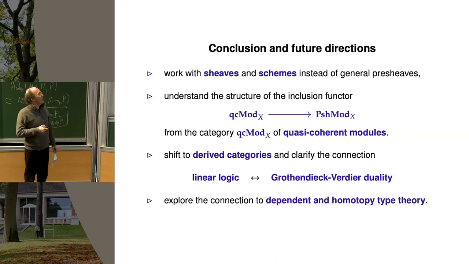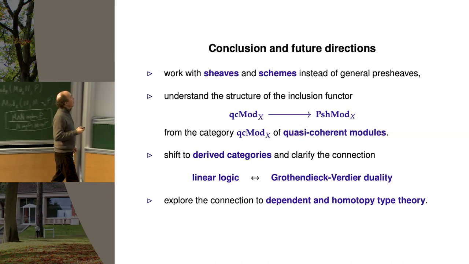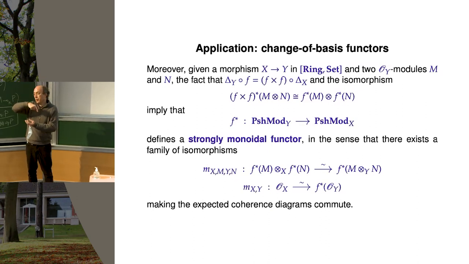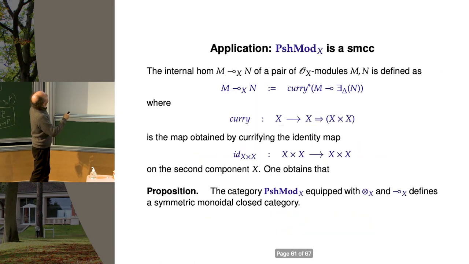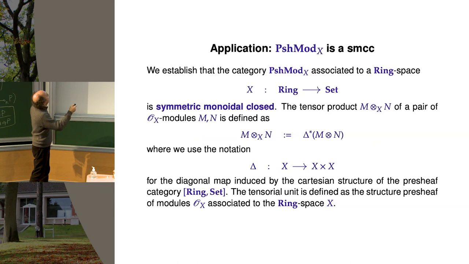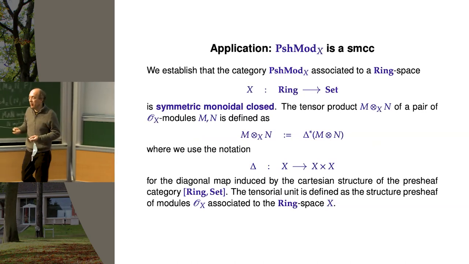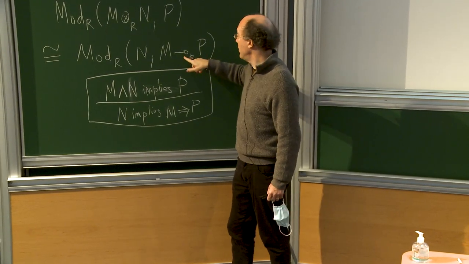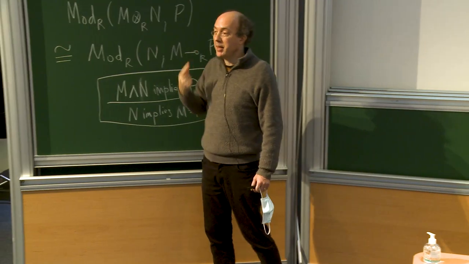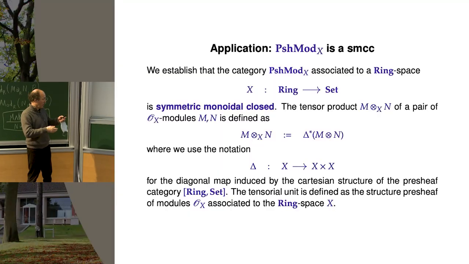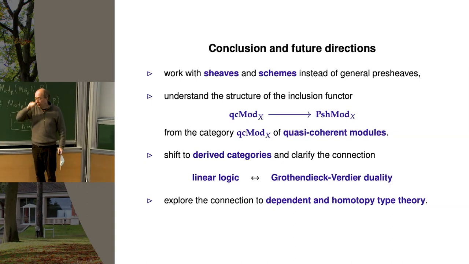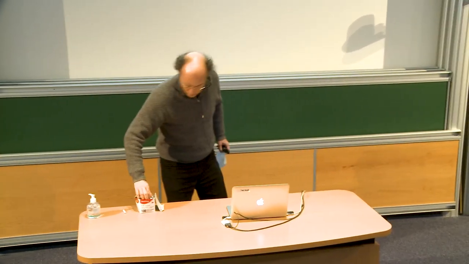And the intuition I have is that for any space, like a ringed space, we have this category of presheaves of modules, which is a symmetric monoidal closed category, which means there is a tensor and an implication. The question is when this implication has a dualizing object, which is precisely what corresponds to this. This is one way to think of Grothendieck-Verdier duality, where you have a specific object.